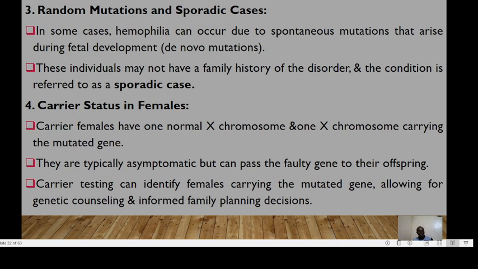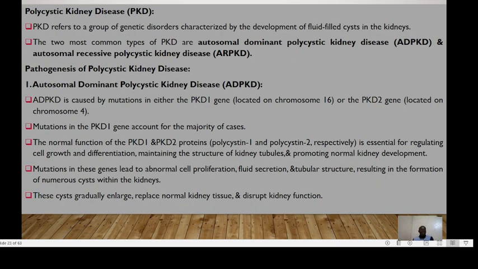For carrier status in females, they have one normal X chromosome and one X chromosome carrying a mutated gene. They are typically asymptomatic but can pass this faulty gene to their offspring. So we need to do carrier testing to help identify females that carry this mutated gene, allowing for genetic counseling and informed family decisions.